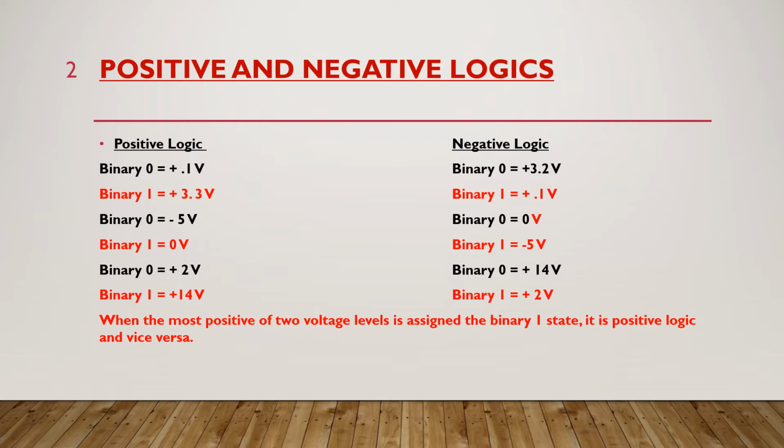Similarly, binary 0 is 0 volt and binary 1 is minus 5 volt. Obviously 0 volt is greater than minus 5 volt and it has been assigned to binary 0, that is why it is negative logic. Similarly, binary 0 has been assigned positive 14 volt and binary 1 is positive 2 volt, and that is why it is negative logic.